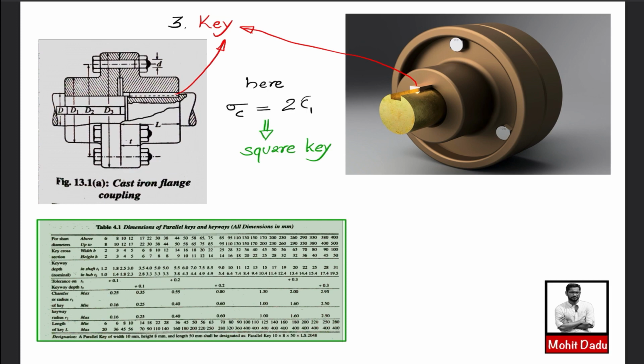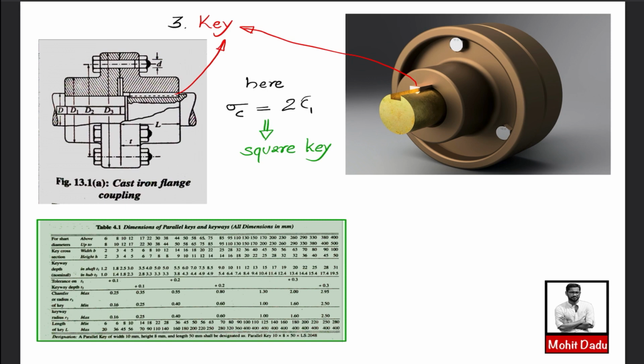The third one is the design of key. Keys are used to connect the shaft and the hub portion. In this figure you are seeing the key. In the right shaft the key is coming here, and in the left or second shaft the key will be coming here, which are used at 90° for effective connection. Here it is mentioned that the crushing strength is 150 megapascal and the allowable shear strength is 75 megapascal for the key material. So sigma crushing is 2 times that of shear.